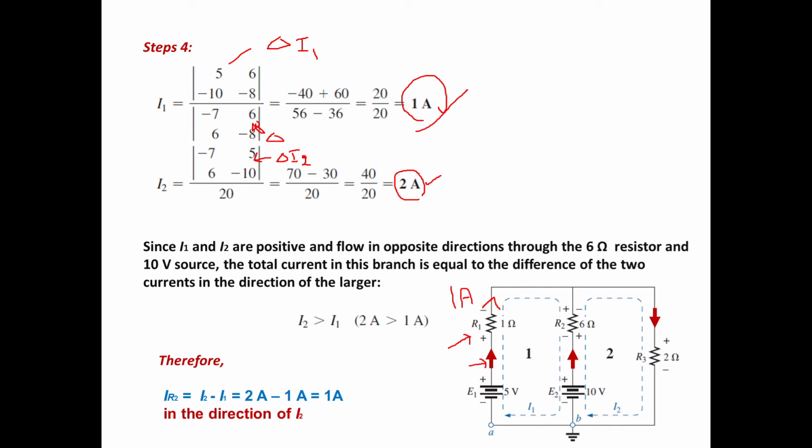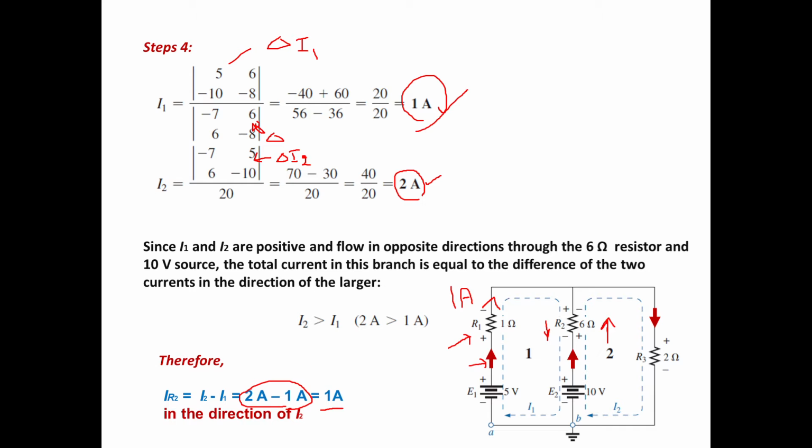Now let us go to branch number 2. In branch number 2 you have resistance R2, but you find that there are two currents flowing. I1 is flowing in this direction and I2 is flowing in the other direction. So I1 is 1 ampere and I2 is 2 amperes. So we have to subtract the currents. Why are we subtracting? Because they are in different directions. So the answer is 1 ampere.